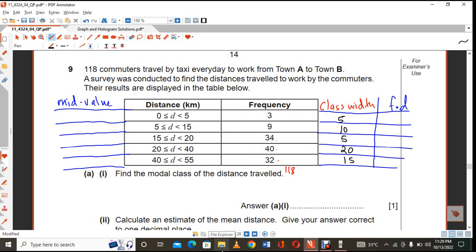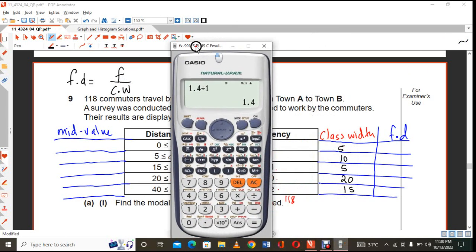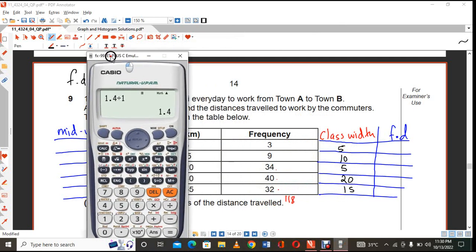Okay, so let us look at something called the frequency density. I'm just going to write it somewhere on top here so you can know. Frequency density is the frequency divided by the class width. So we're going to use that, and we're going to calculate the frequency density for each one. There's going to be a reason why we do that, okay? So I'm going to find the frequency density by dividing the frequency by the class width.